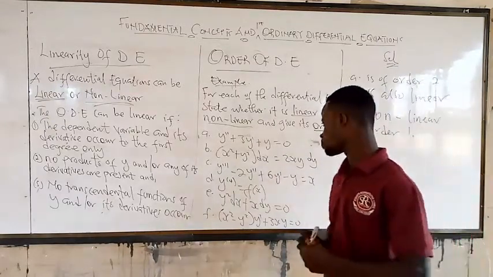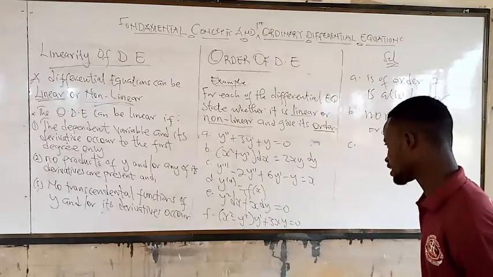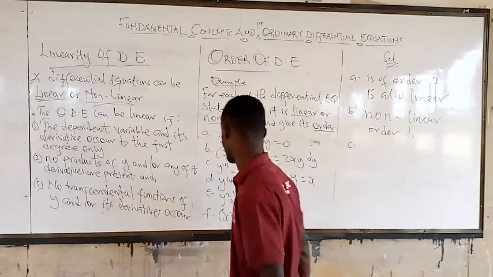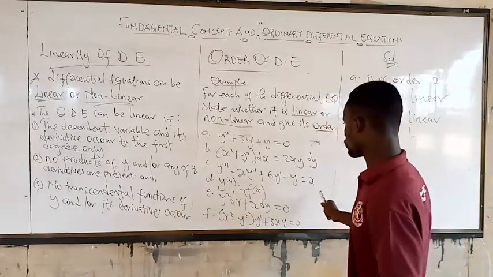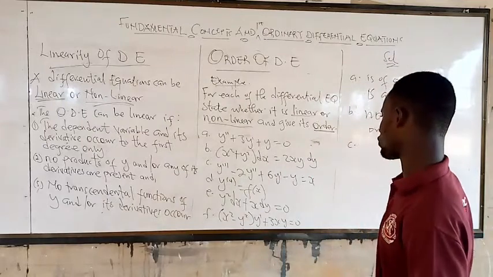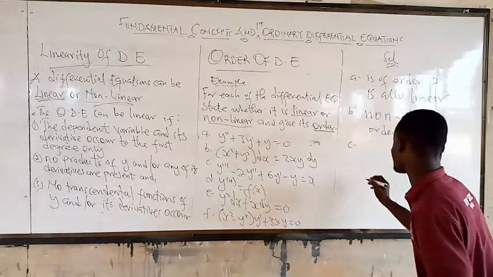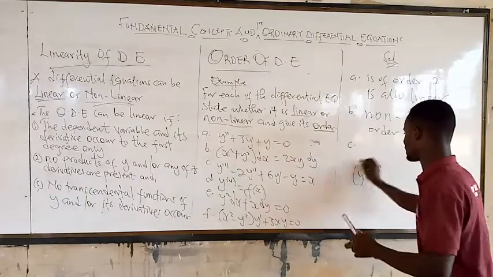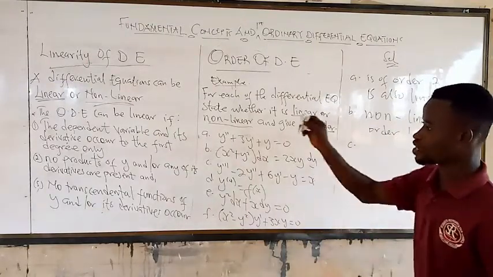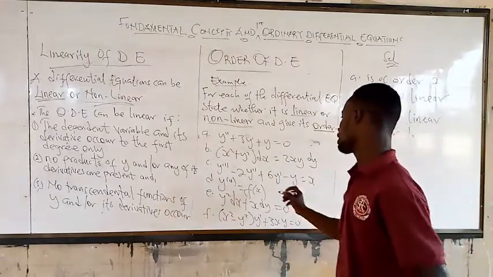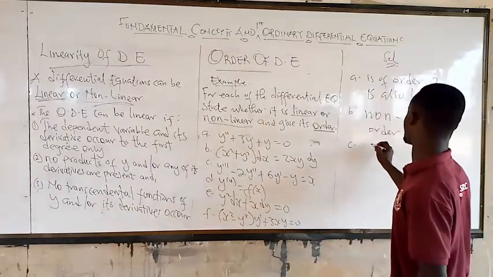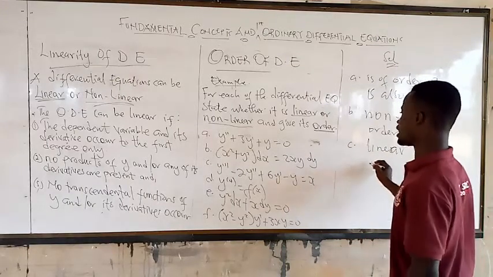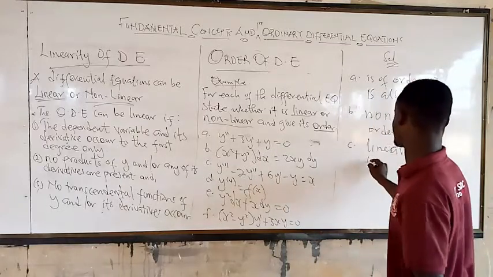Very good. C. No transcendental function, so don't even think of the third condition. No product of y's. And there's nothing like y prime to the power 2. There is no degree like that, and that's the first condition. No product. Then this is first order. This is linear.